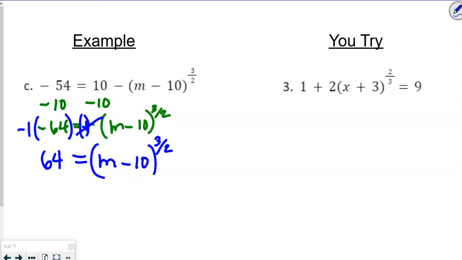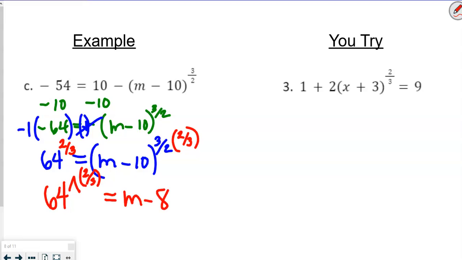So now what is the reciprocal of 3/2? That means we flip the fraction, right? So we're going to go times 2/3 to the 2/3 power, and this is also going to be to the 2/3 power. Now listen, in your calculator, you can literally go 64 caret, you can put it in parentheses if you want, 2 divided by 3, and it's going to give you a number there. And that's going to be m minus 8, right?